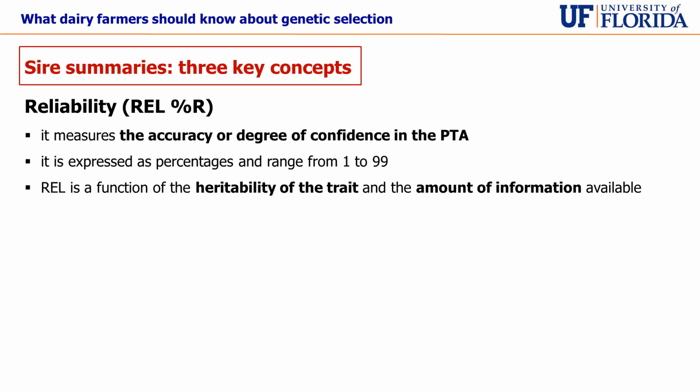The second key concept that is really important is reliability. Reliability is a measure of the accuracy, or degree of confidence, that we have in the PTA of the bull. In general, it's expressed as a percentage and goes from 1 to 99. That means if it's 1, we don't trust this value. If it's 99, we can consider that we are almost seeing the true genetic merit of a given animal. What is important when we use reliability is that it depends on the heritability of the trait, which means it depends on biology, and also on the amount of information that we have.